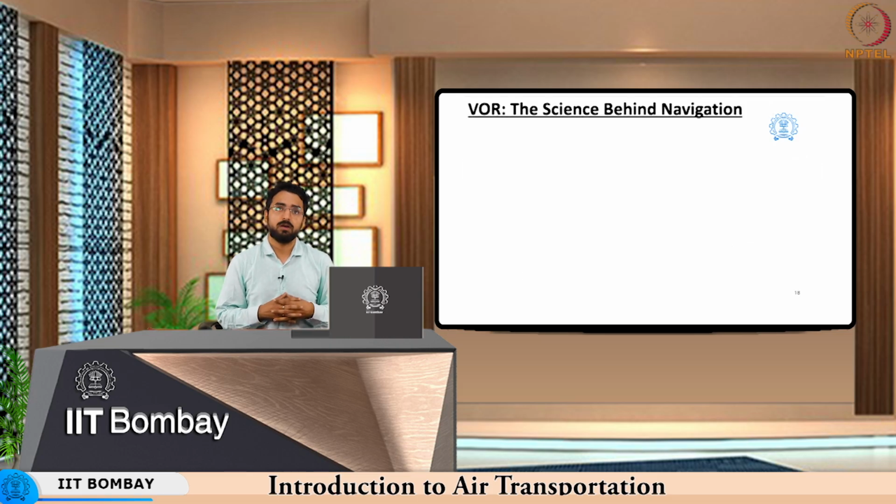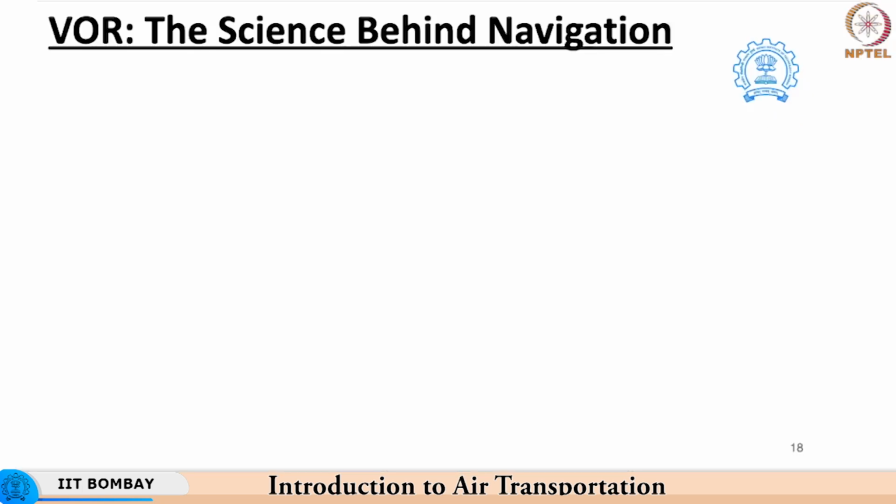Now the NDB signals basically made use of an omnidirectional signal, that is, signals of equal magnitude in all directions. These signals were intercepted by the aircraft, and based on the direction of the incoming signal, the pilot was able to determine from which direction the signal is coming. Now as far as the VOR mechanism is concerned, the underlying science is a little different. Let's understand this.